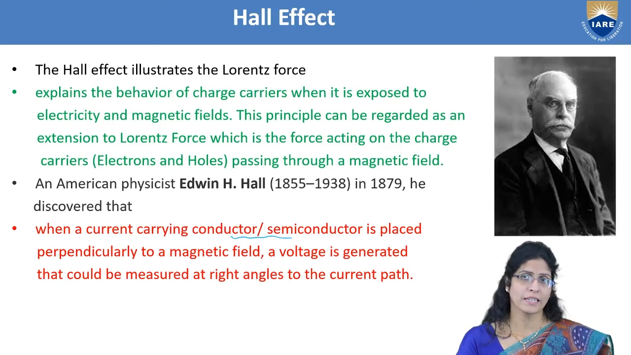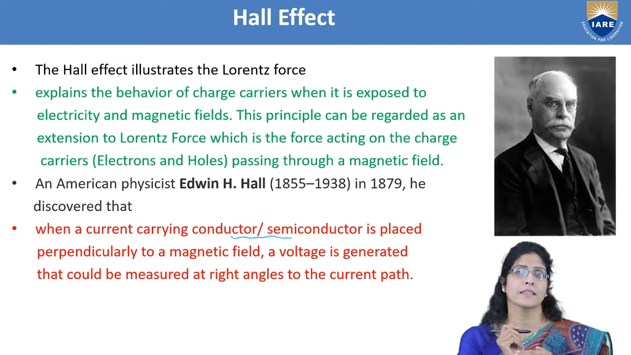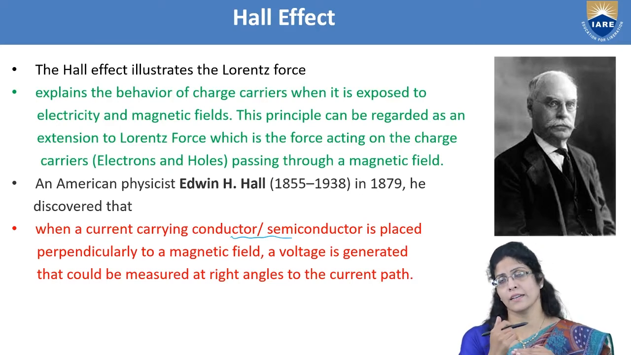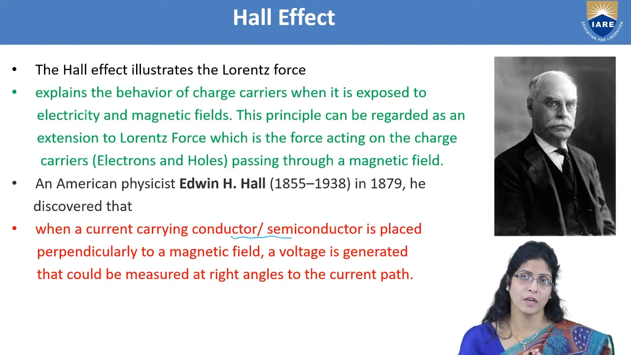So now what did you understand? A conductor or a semiconductor which is carrying current is placed perpendicular to a magnetic field, and then a voltage is generated at right angles to the current path. If the current is going like this and the magnetic field is applied like this, then perpendicular to both of these a voltage is generated. Let's look ahead and try to understand it more and more.